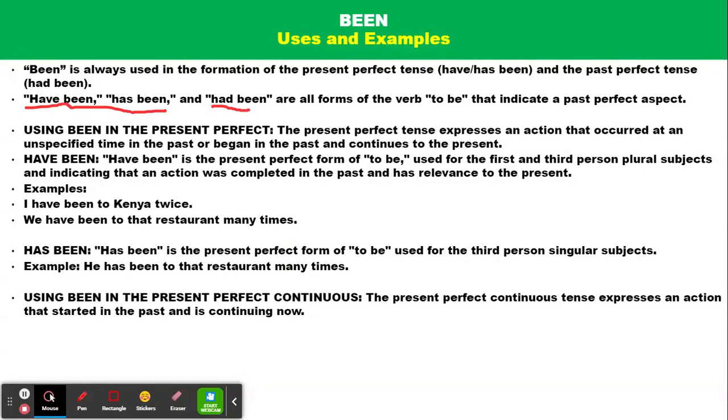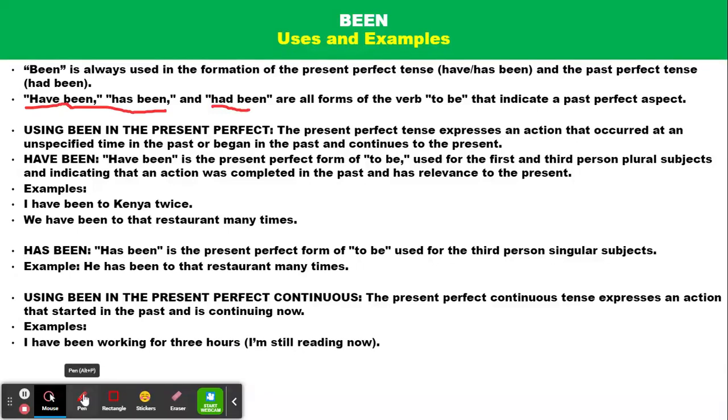Then let's look at using been in the present perfect continuous. The present perfect continuous tense expresses an action that started in the past and is continuing even at the time of speaking. Example: I have been working for 3 hours. I am still working. What we use here is working. I'm still working now.